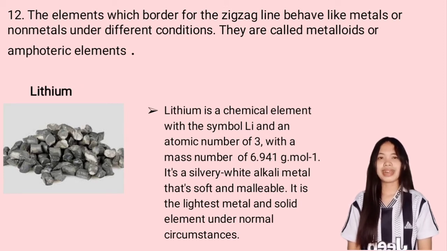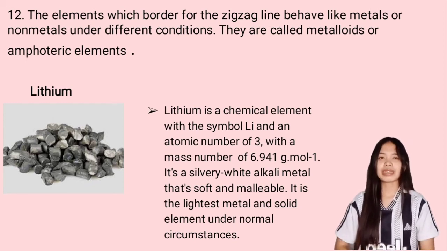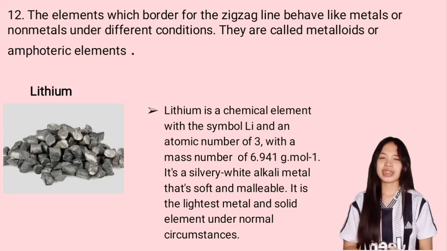Lithium is a chemical element with the symbol Li, an atomic number of 3, with a mass number of 6.941 g/mol. It's a silver-white alkali metal that's soft and malleable. It is the lightest metal and solid element under normal circumstances.